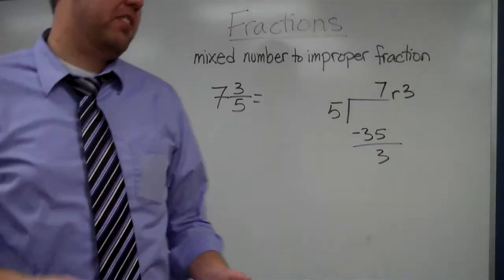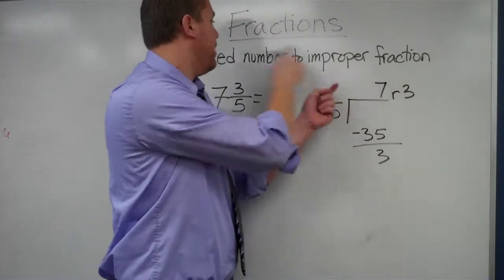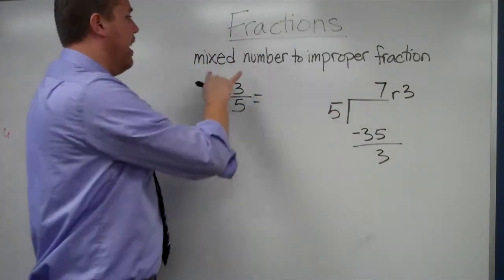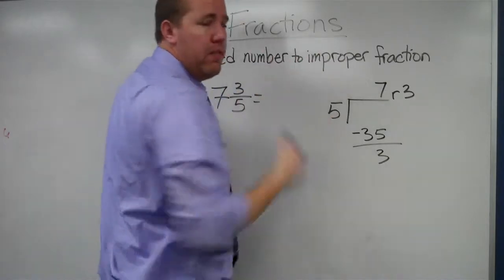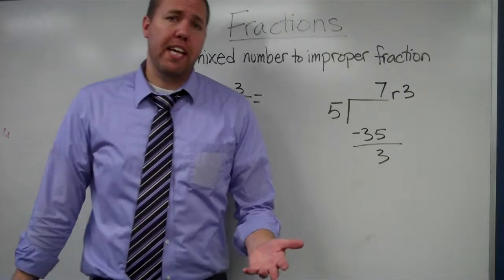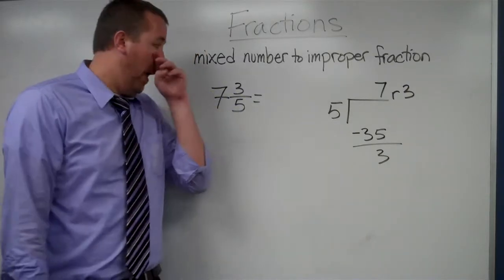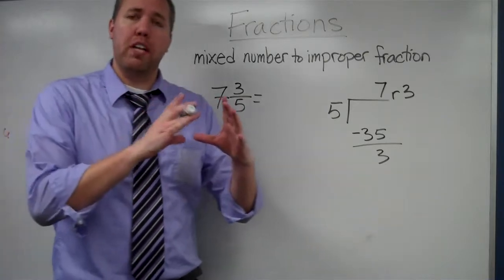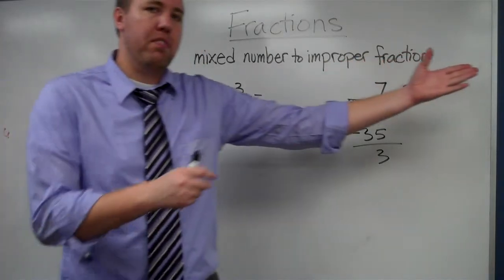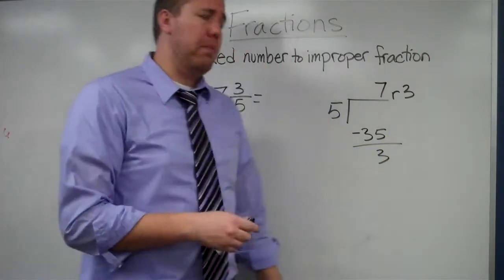The next skill I want to discuss after learning how to convert an improper fraction to a mixed number is to do the inverse of that: to take a mixed number and convert it into an improper fraction. A mixed number, again, is where we have an integer, a whole number, and a fraction in one number. And we want to make it into an improper fraction, which is a fraction that is bigger on the top than on the bottom.